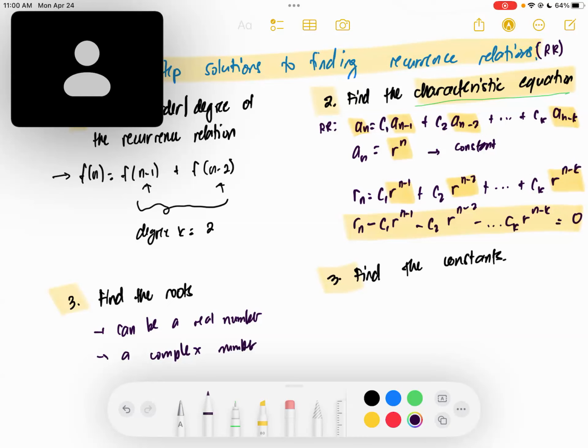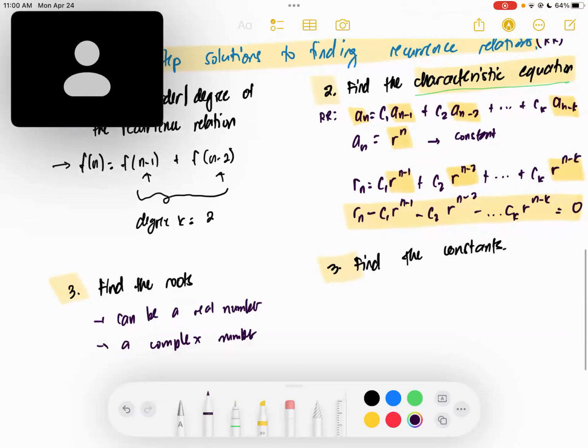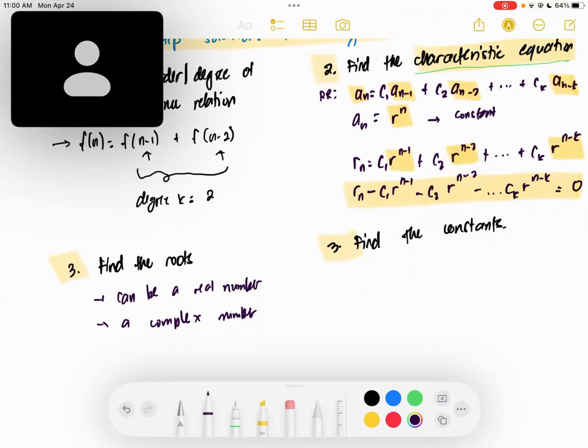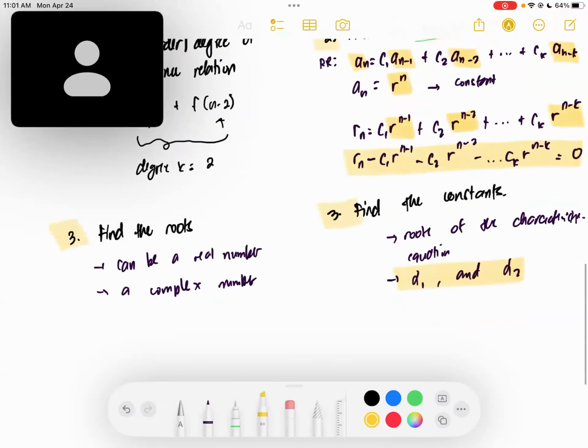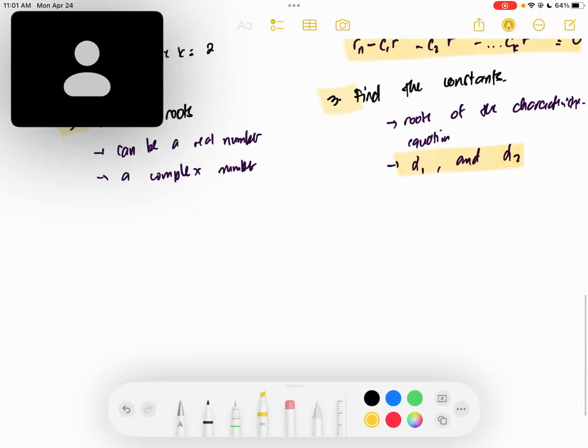After that, we are going to find the constants. The constants here are the roots of the characteristic equation as well as alpha 1 and alpha 2. So where do alpha 1 and alpha 2 come from? We will discuss that after this.